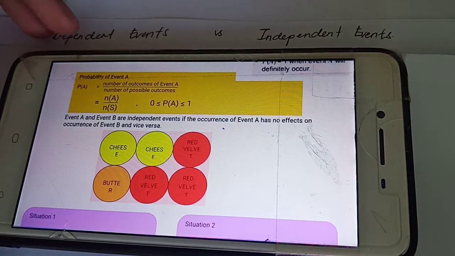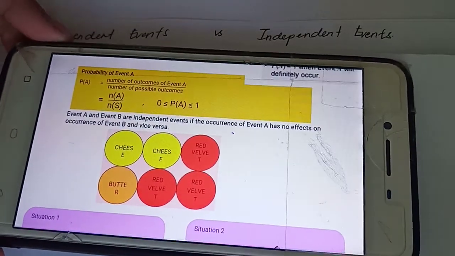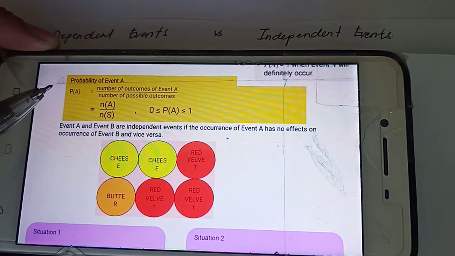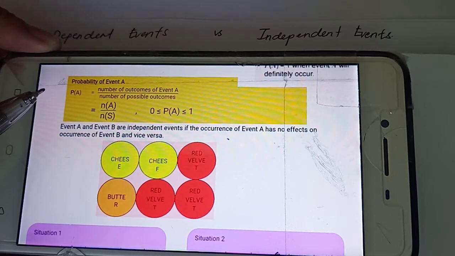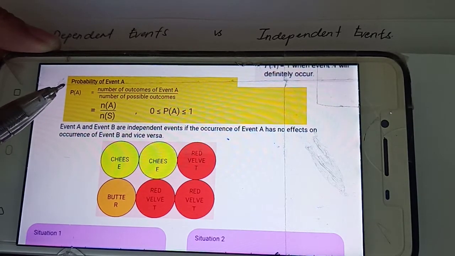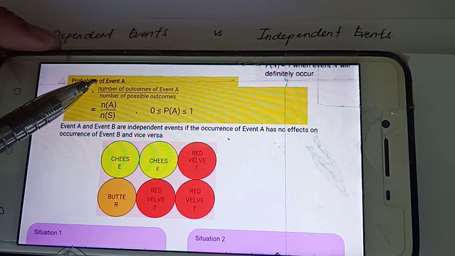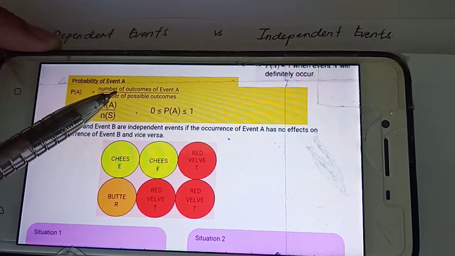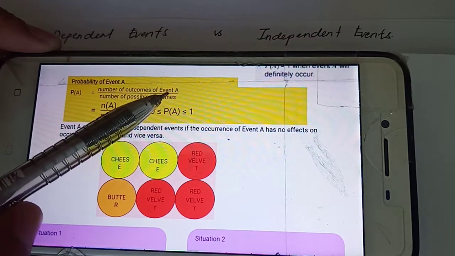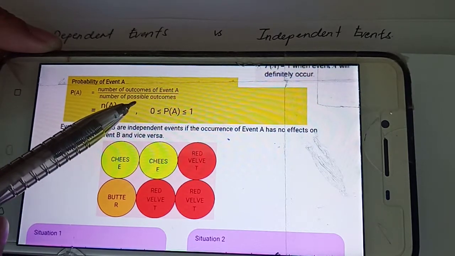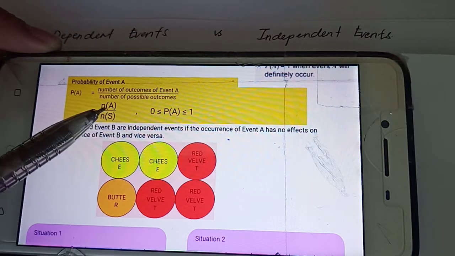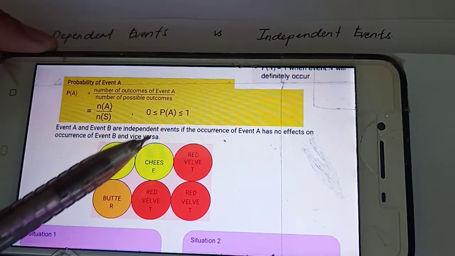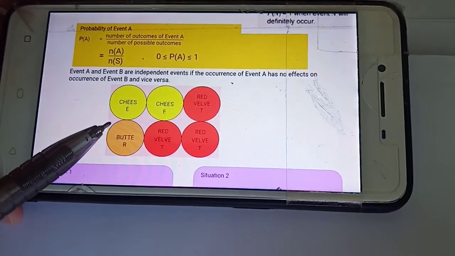Hello everyone. So this is the second part of dependent and independent events. Let's say we want to determine the probability of an event, let's say event A. The probability of event A is equal to the number of outcomes of event A over the number of possible outcomes, equals NA over NS. Let's look at the question here.